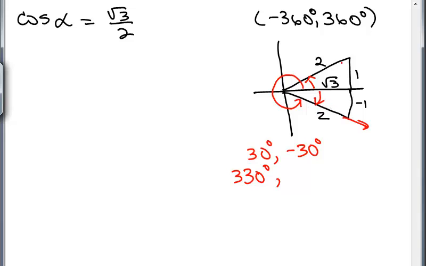I could also, to get this one up here, go in the negative direction all the way up to here, running out of room, right? And what would that be? That's negative 330 degrees. Now, not everybody can see that easily, but those are the four solutions that are in between negative 360 degrees and 360 degrees.